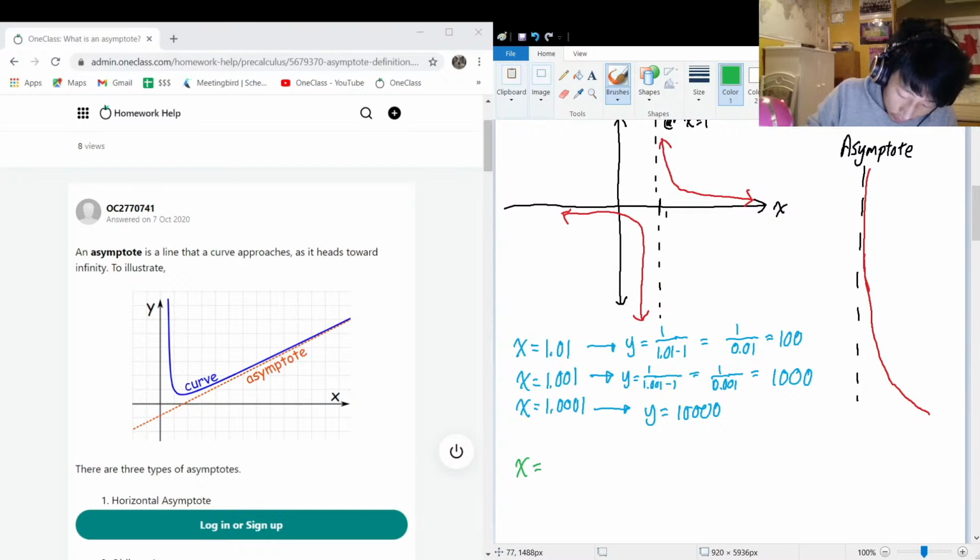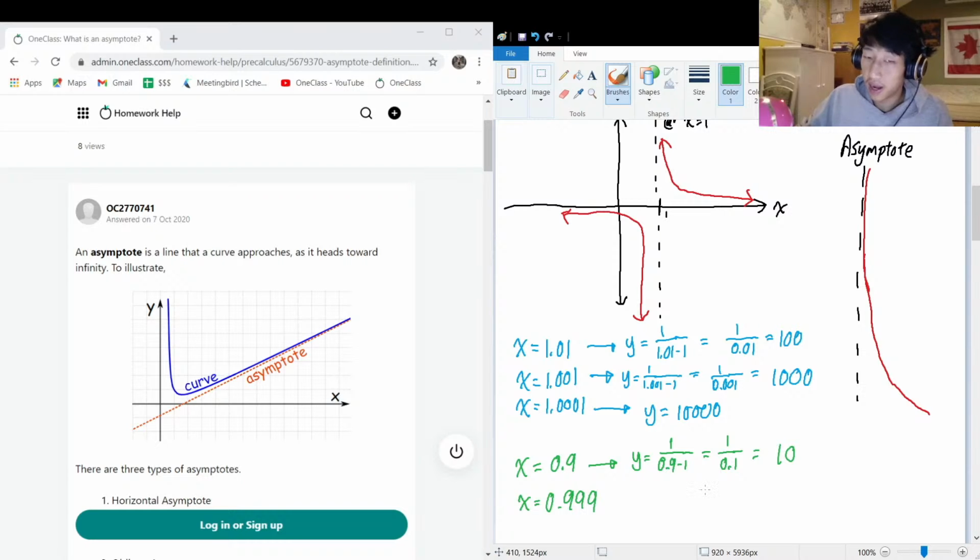If we had x equals 0.9, here we would have y is equal to 1 over 0.9 minus 1. That's equal to 1 over negative 0.1, which is equal to negative 10.